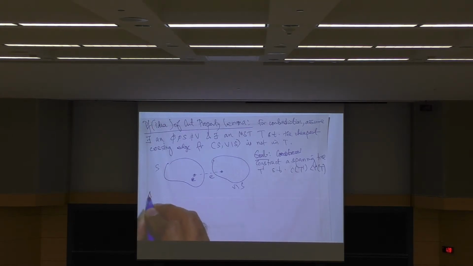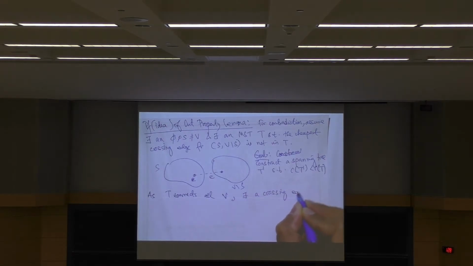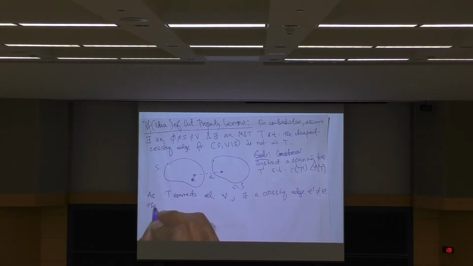So as T connects all V, there exists a crossing edge, say E prime, which is different from E, that is in T. Okay.